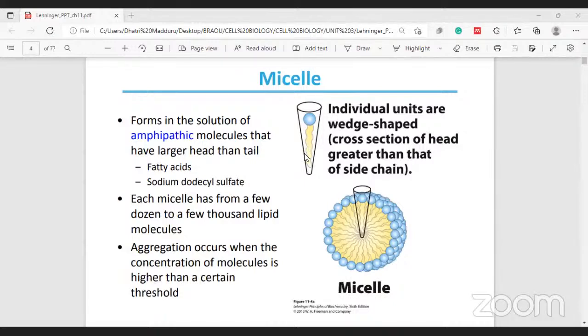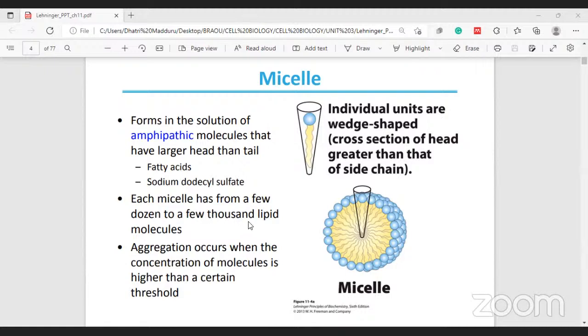Hence they are not polar, so non-polar. Here you have a polar group and a non-polar group in the same molecule, hence we can call them amphipathic molecules. They have a large head and small tail. Here they are fatty acids which are linked. Each micelle is formed from a few dozen to a few thousand lipid molecules.